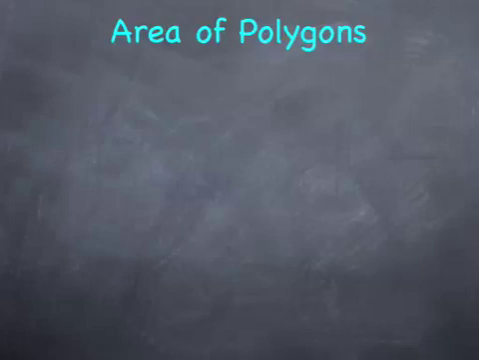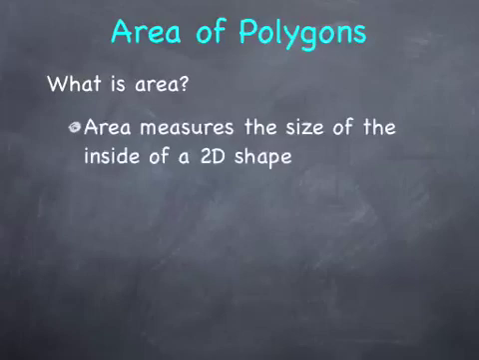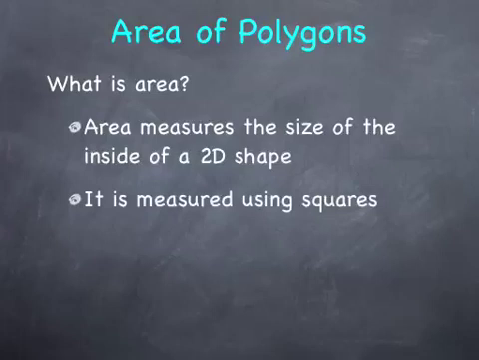This tutorial is on area of polygons, so area of shapes with straight sides. Quick revision of what is area. Area measures the size of the inside of a 2D shape. Perimeter measures the distance around the outside, but area measures the inside. And it's measured using squares. It's important to remember that. We're using squares to measure the size of the inside of a shape.